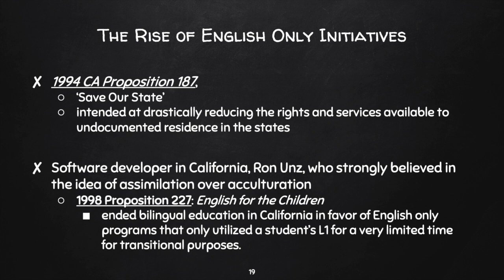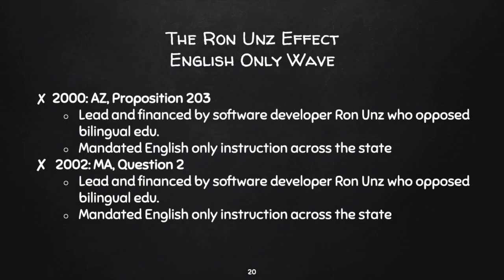This was a big hit for the state of California, and we'll see later the negative effects that happened. But what started with this passing of Proposition 227 is we started to see this English-only initiative move across the United States and really take effect in a lot of other states after that. In 2000, for example, a couple years later, Arizona Proposition 203, and then in 2002, Massachusetts Question 2 mandated English-only instruction across the state.